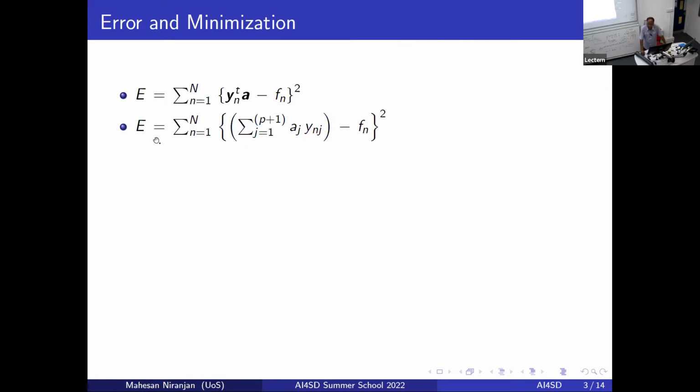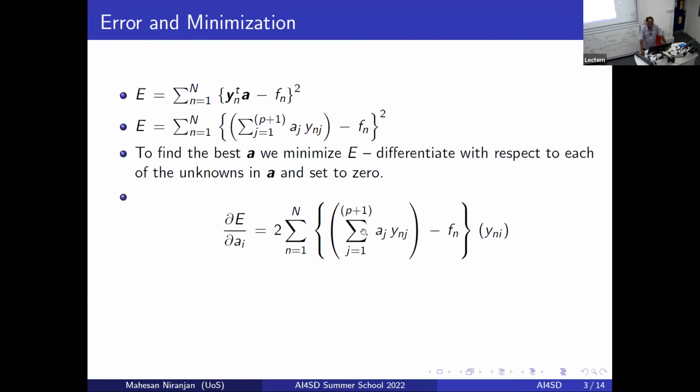What would we do to minimize this E? We need to differentiate this with respect to each of the A's. There are p plus 1 unknown coefficients A's. The way I would do partial derivatives is to pretend that all the A's but one of them are constant and differentiate with respect to that. When you differentiate with respect to, say, AI, the 2 comes down, the whole thing stays, and then you go inside this and differentiate, and only the AI term would remain, which gives me that expression.